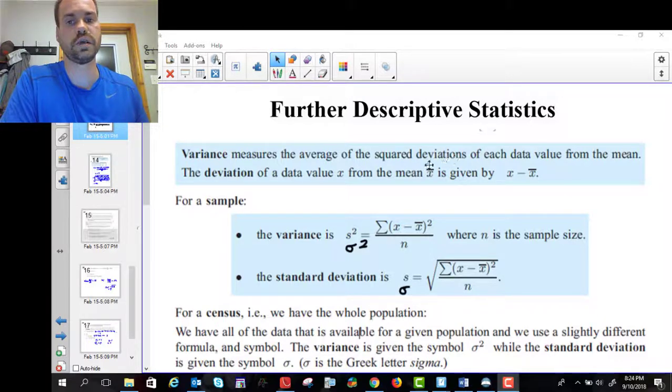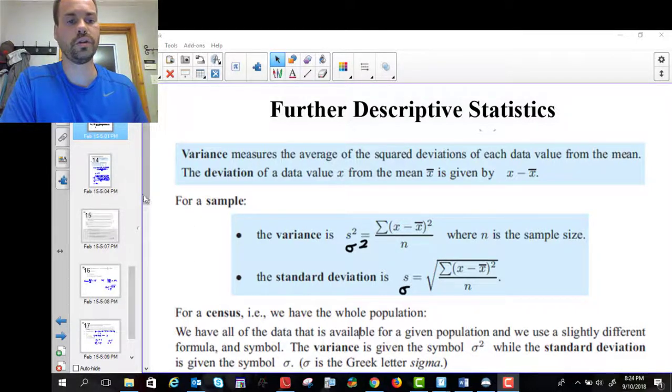A deviation is just how far away each value, each x point, is from the mean, that's the x bar, and it just squares it. So all we do is we take the deviation, x minus x bar for each one, we square those, add them up, and we divide by the number of data points, and that gives us the variance. If we want the standard deviation, we take the square root.